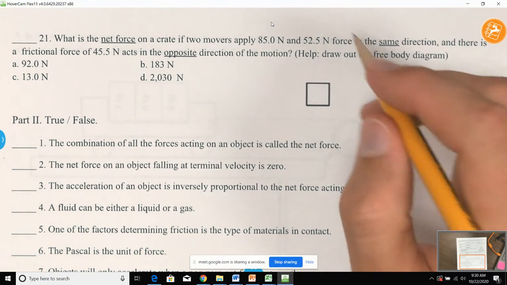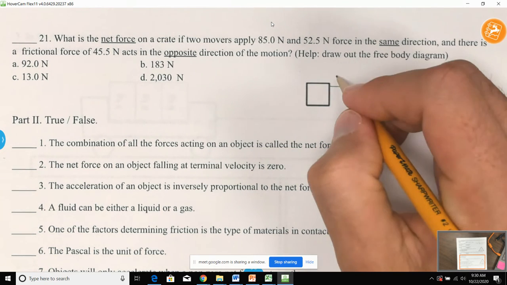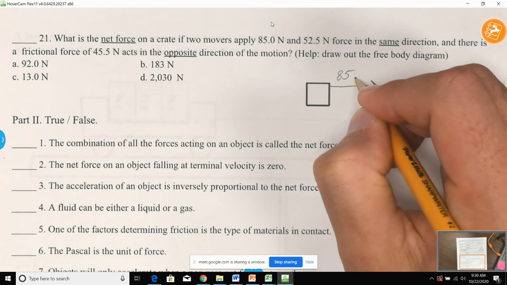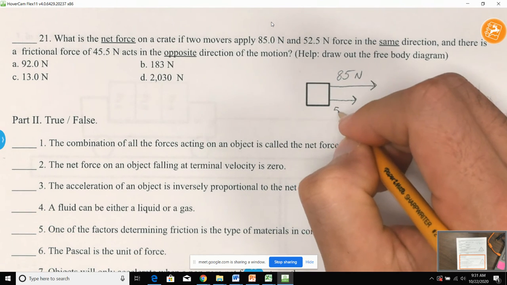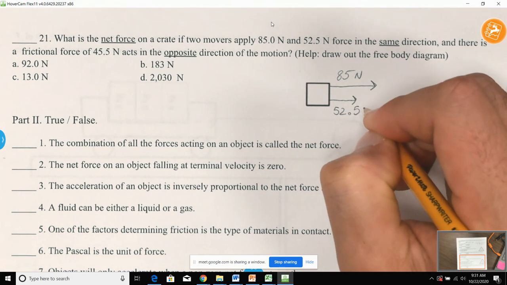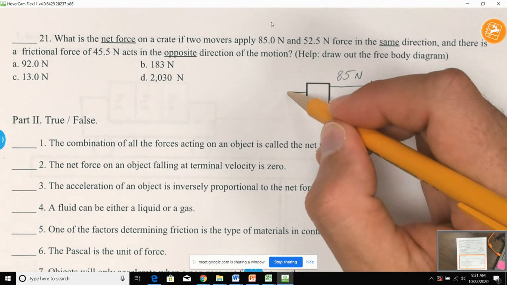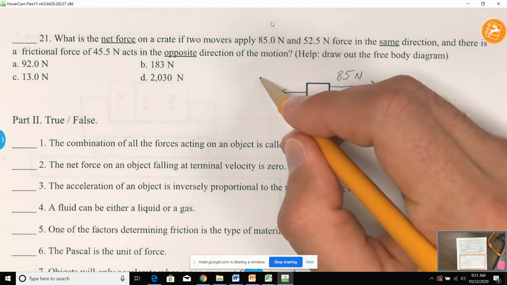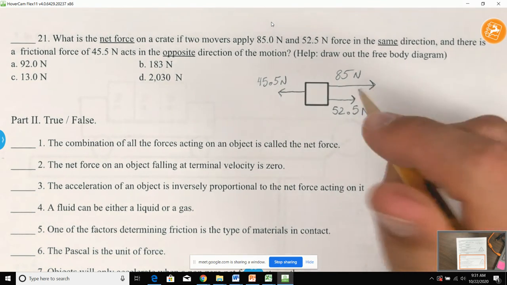Okay, so when doing that, you got the two movers. I'm just making it go to the right because I like that. So 85 newtons and 52.5. Now friction goes in the opposite direction, which was 45.5 newtons. Okay, so how do I figure out the net force?